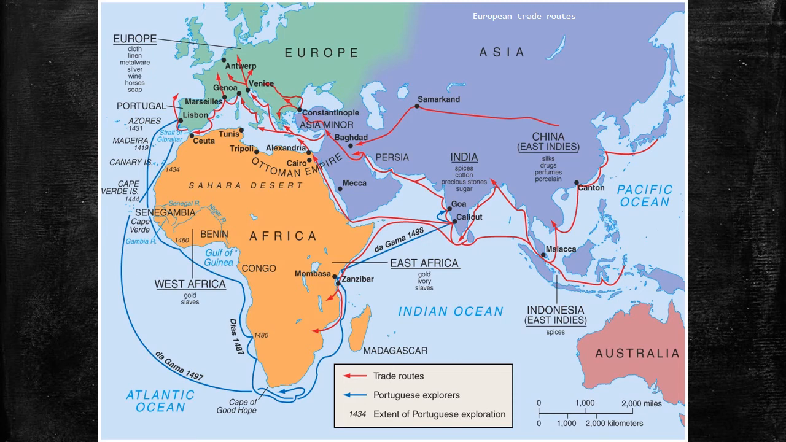Here is another map of the European trade routes. In red, you see the trade routes, and in blue, you'll see the routes that European explorers took. Hopefully, by taking a look at this map, you can see how many trading opportunities arose because of exploration, especially in Portugal.